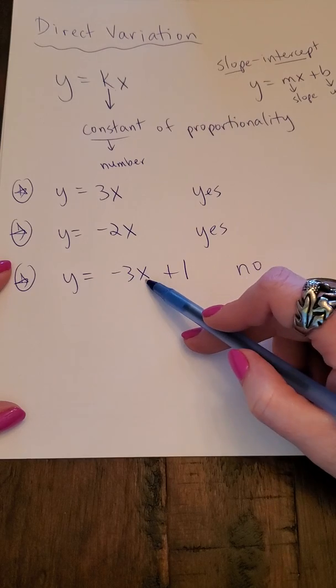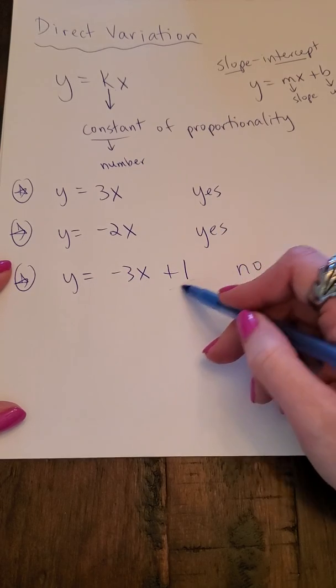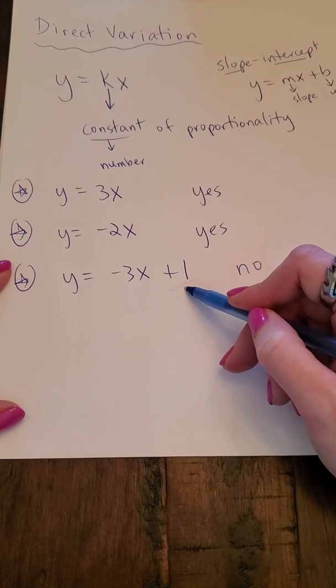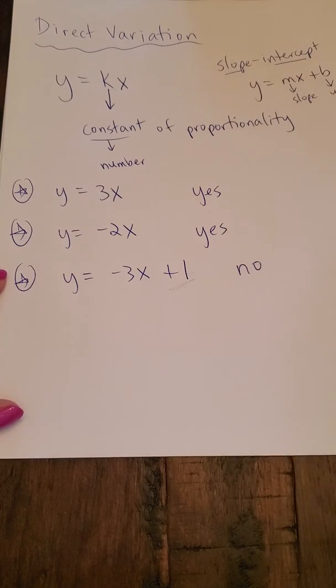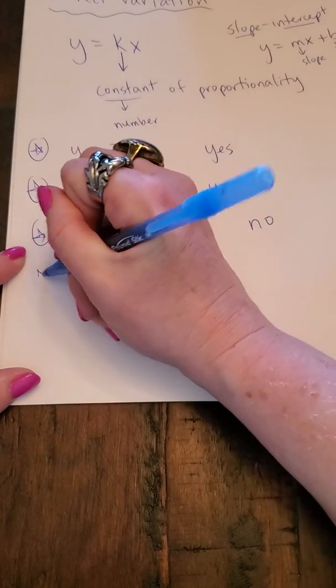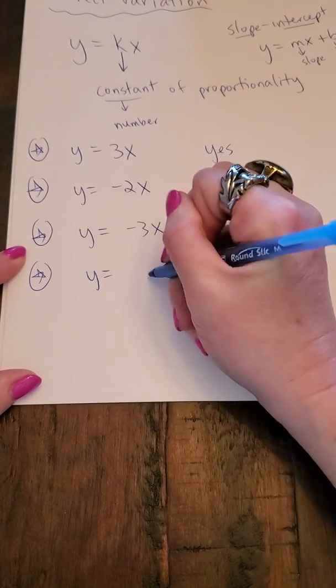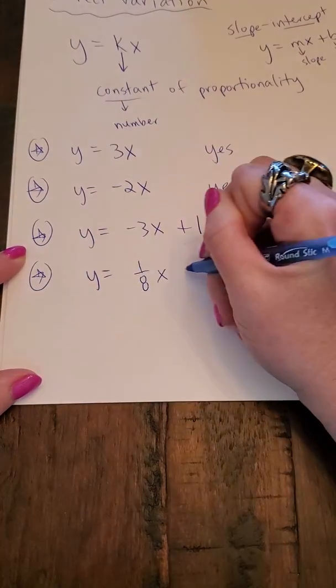Y equals kx. Right here, it has a y-intercept. That means that line would go right through the y-axis at 1, not the origin. So that makes it not a direct variation. Let's look at another one. Y equals 1/8 x minus 4.